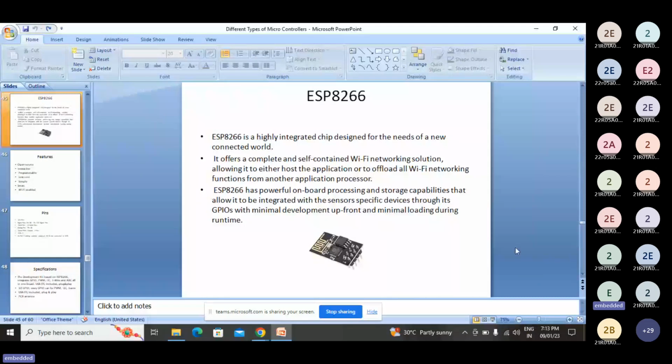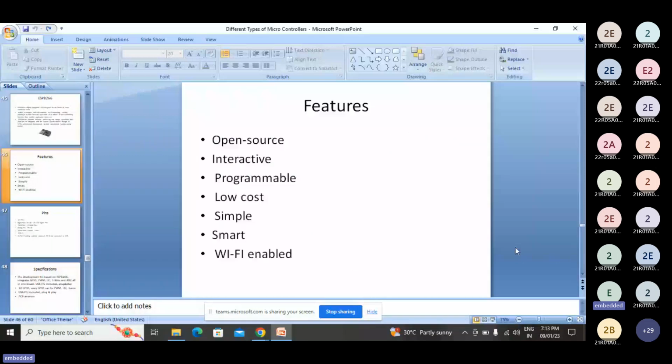The features of ESP8266: it is open source, interactive, programmable, low cost, simple, smart, and Wi-Fi enabled.